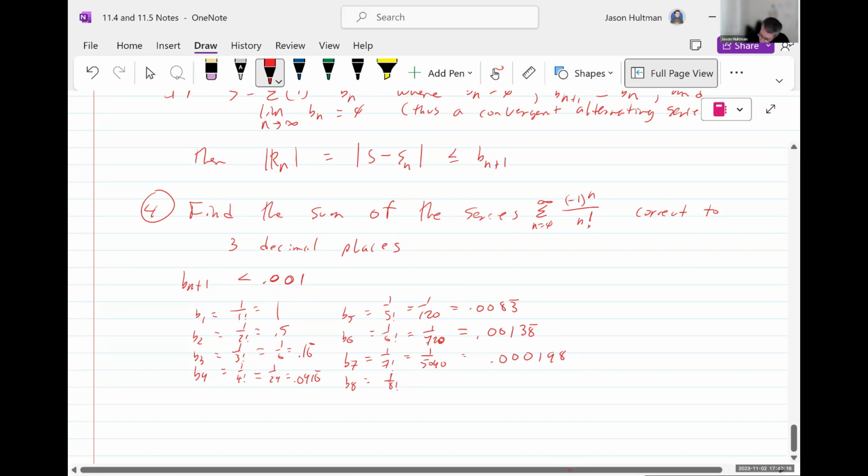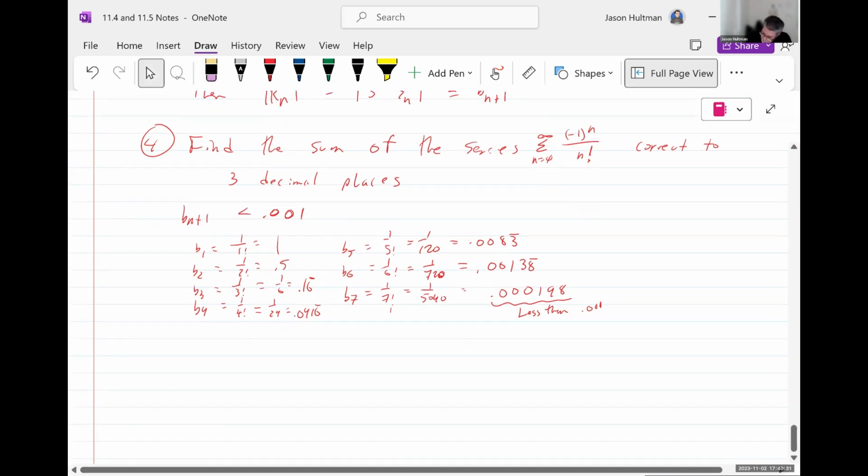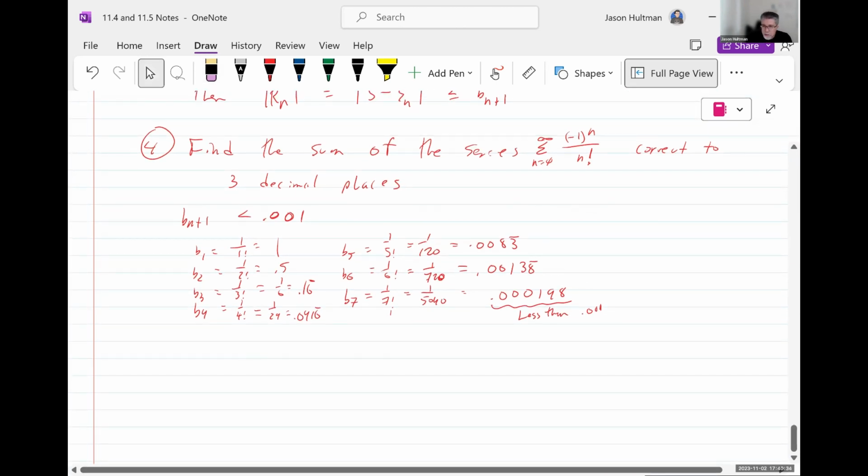And so here we're now less than 3 decimal place accuracy. We're less than 0.001. Okay, and so we don't even have to go to the 8th, because if we add something that is 2 ten-thousandths, then that's not going to change my first 3 decimal places.